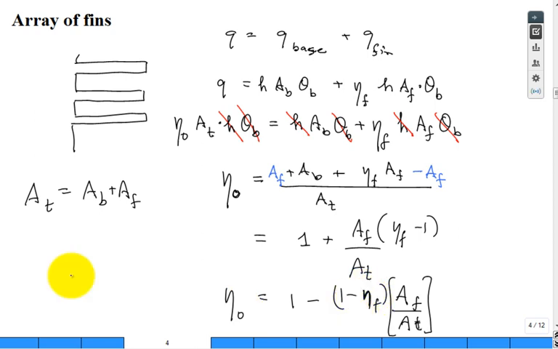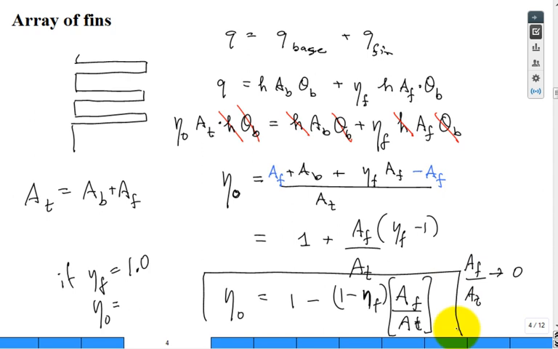If your fin efficiency is 100%, 1.0, then what is the overall efficiency? 1. Okay, and if the area of the fin divided by area total goes to 0, basically you don't fin it, then the overall efficiency is 1 again. So this equation, I don't know, you could live without it. We solved the problem previously without it. Or you could use it. Either way. Yes, sir.